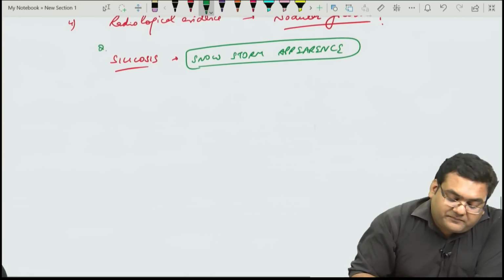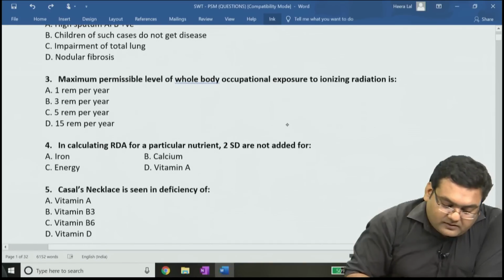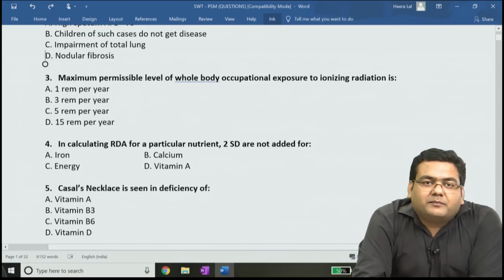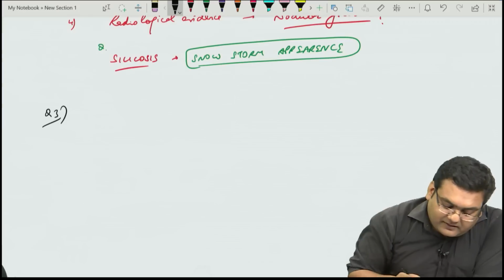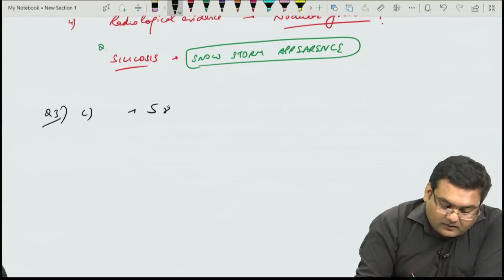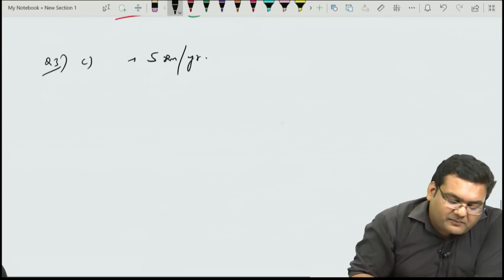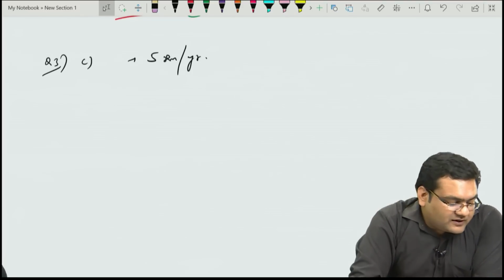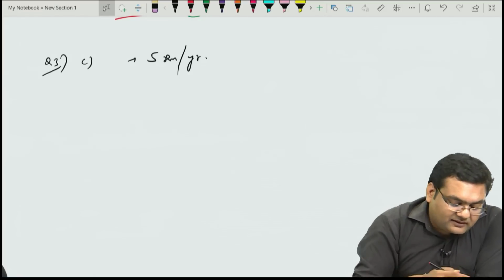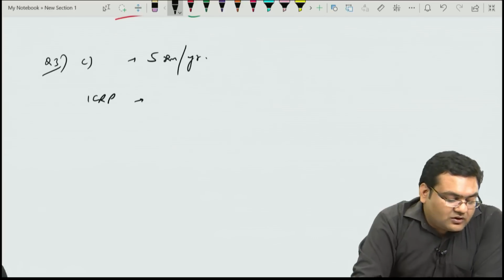Coming to the next question, your question number 3. It says about the maximum permissible level of whole body occupational exposure to ionizing radiations. The correct answer is option C, that is 5 rems per year. Now friends, very simple question, a factual question altogether, not much to be remembered, just one or two things which we need to remember here in this is ICRP. Now it is an International Commission on Radiological Protection.